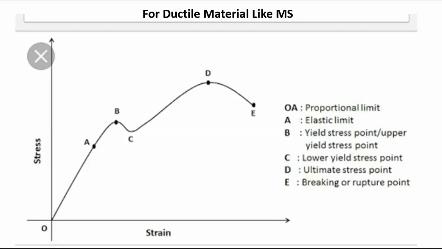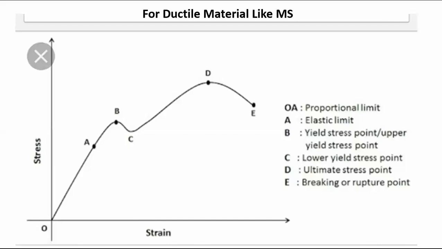And there will be a change in dimensions, a permanent change in dimensions. That's called plastic. And before this point C, this region from O to point C on the x-axis will be an elastic region. This is the graph for ductile material. And in case of brittle material like cast iron, the graph will be different, which we will discuss in the next slide here.